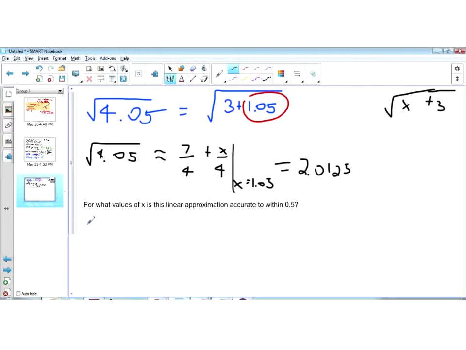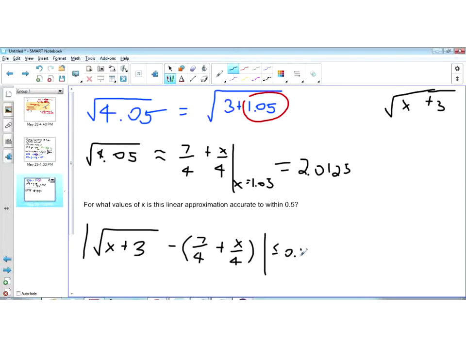Okay, so here's how we can express that statement mathematically. All right, so we know the truth is the square root of x plus 3. Okay, and we know the approximation is 7/4 plus x over 4, about x equals 1, in the neighborhood of x equals 1. So truth minus approximation, and then we take the absolute value of that difference, okay, and that has to be less than 0.5.